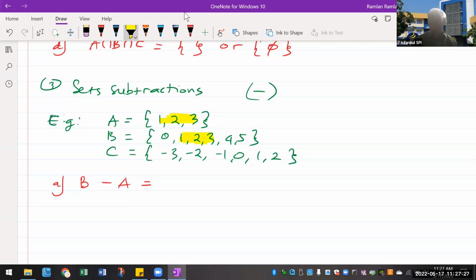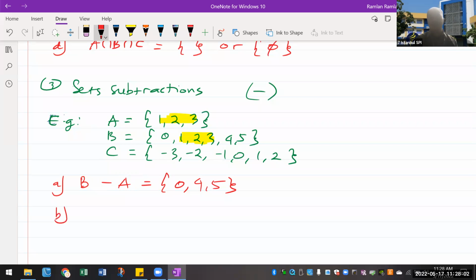Ini sama semua kan? Di A ada 1, 2, 3, di B juga ada 1, 2, 3. Yang sama dulu, teman-teman. And then you rewrite the B, karena ini B dikurang A, berarti yang ditulis adalah set yang di depan. So that will be 0, 4, and 5. You don't need to write down this one because it has been subtracted by the A. Simpelnya gitu guys. Okay. Another example. Example B.